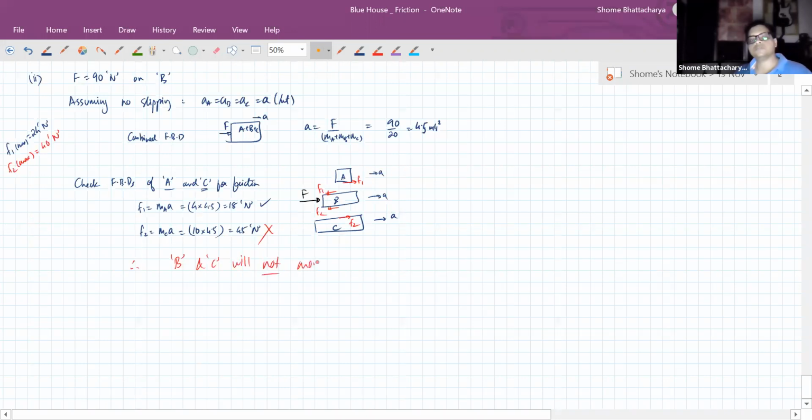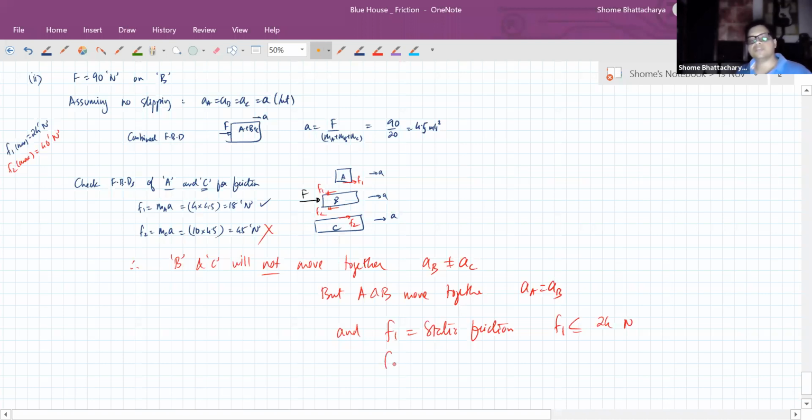They will not move together. Acceleration of B will not be equal to acceleration of C, but A and B move together. So acceleration of A is equal to acceleration of B. So with this assumption in mind, F1 is a static friction. So F1 is less than or equal to 24 newtons, but F2 is going to be a kinetic friction. So F2's value is going to be mu2 into that normal reaction. So its value is going to be 40 newtons.